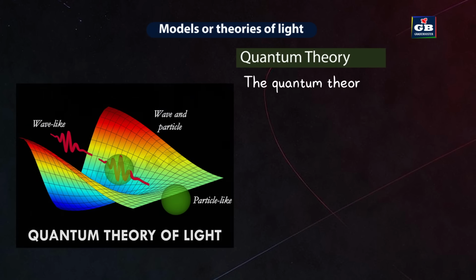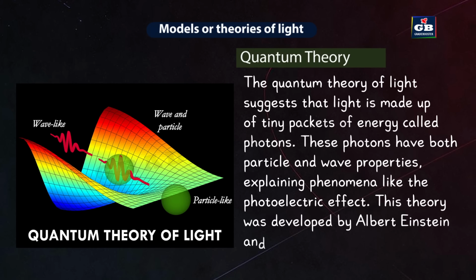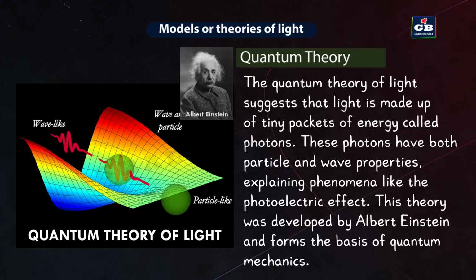And next, the quantum theory of light. It suggests that light is made up of tiny packets of energy called photons. These photons have both particle and wave properties, explaining phenomena like the photoelectric effect. This theory was developed by Albert Einstein and forms the basis of quantum mechanics.